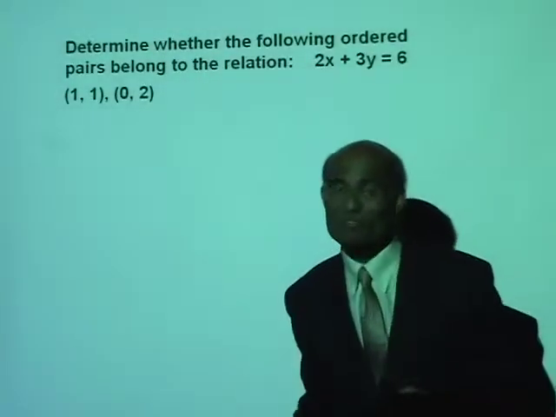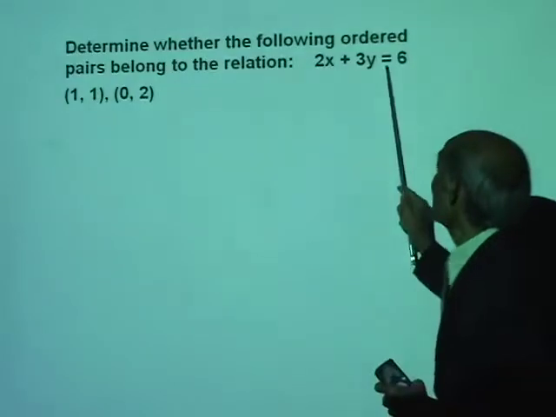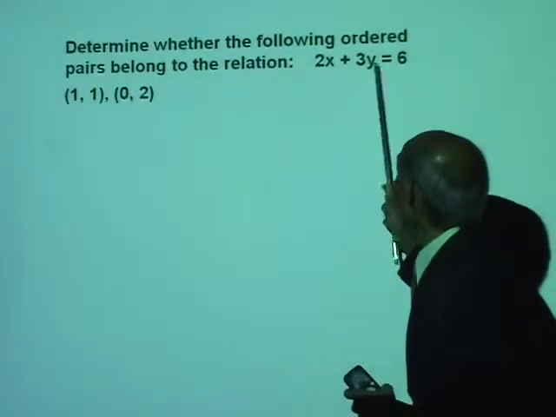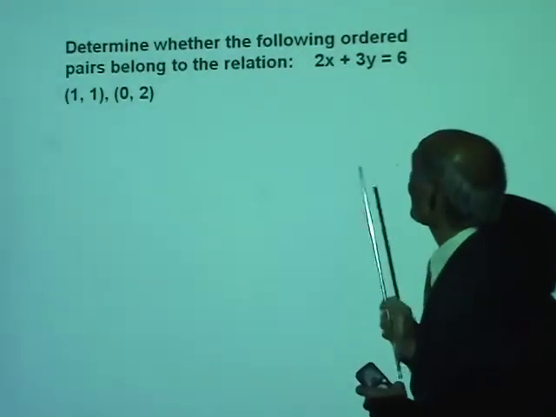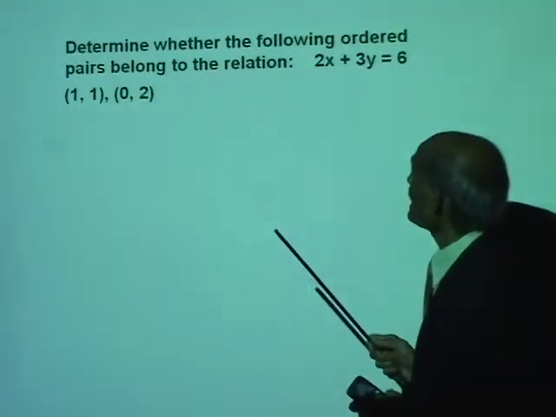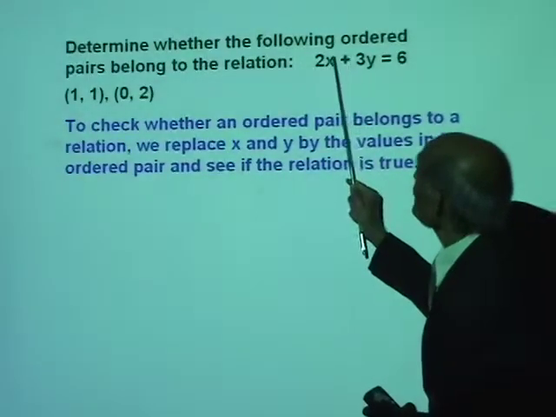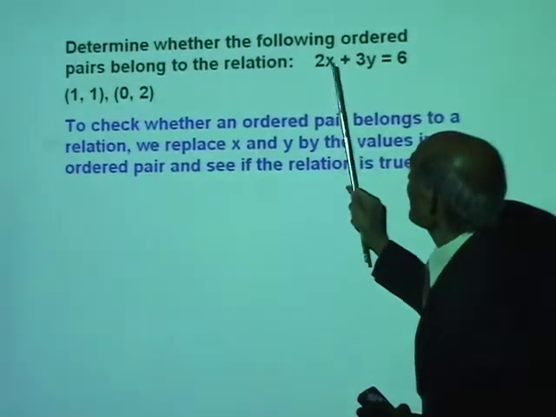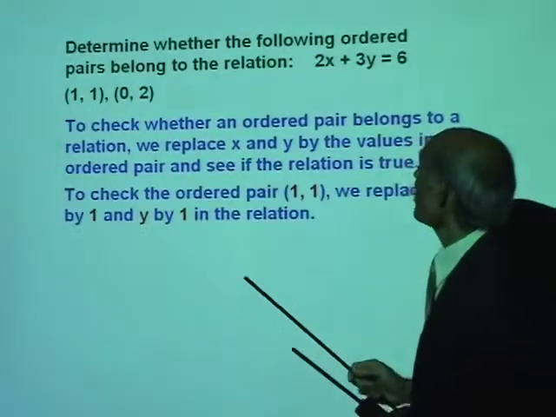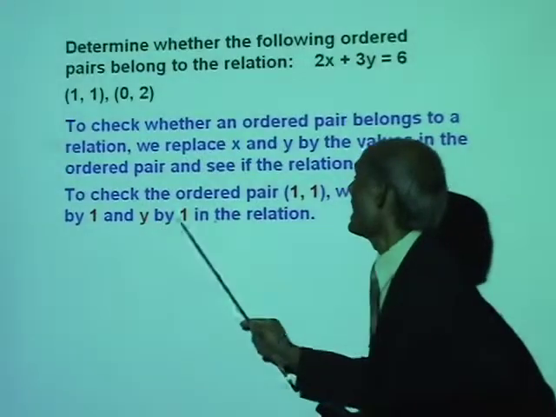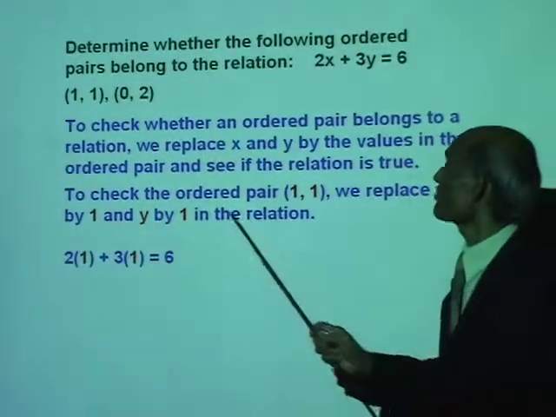Now, how do you know if a relation is true? The left-hand side of the equation must be equal to the right-hand side. Tell me, is that true? Let's try it. Let's check it. How do we check it? Replace x by 1 and y also by 1 and see if the relation remains true.